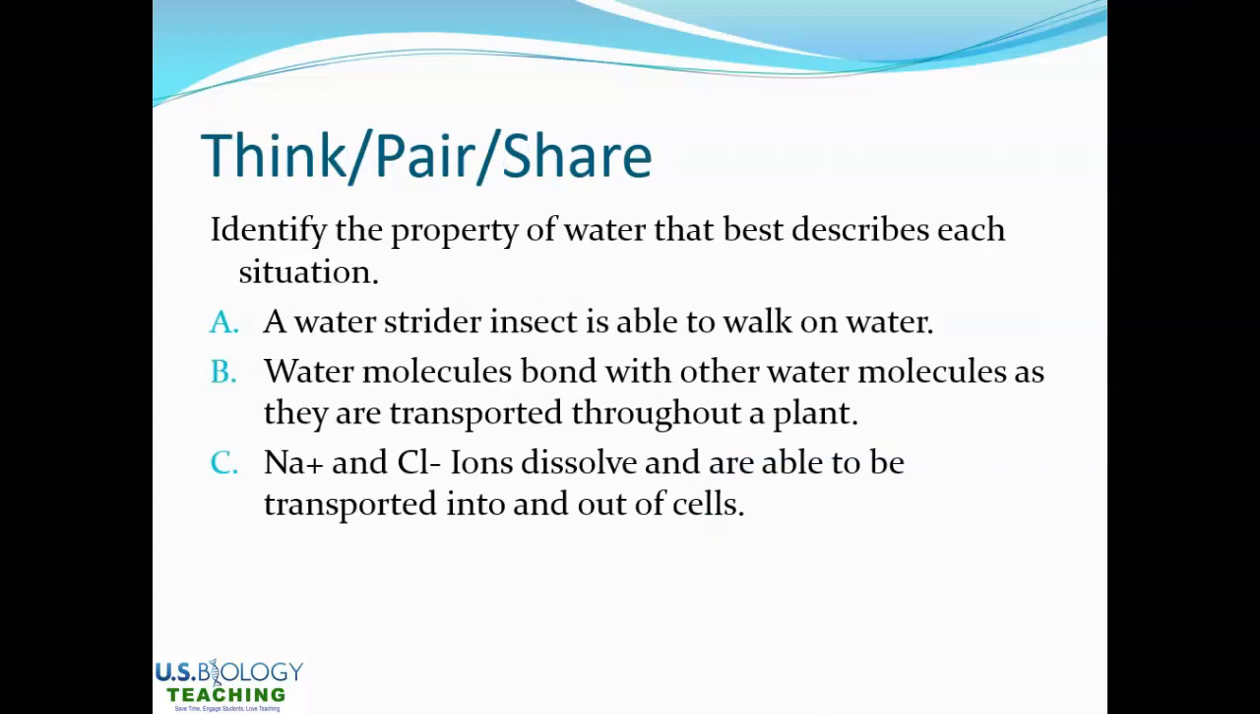I want you to take a second and answer this question. Identify the property of water that best describes each situation. A, a water strider insect is able to walk on water. What is the property of water for that? B, water molecules bond with other water molecules as they are transported through a plant. C, sodium and chloride ions dissolve and are able to be transported into and out of the cell. Take a second and write down an answer for each of those.